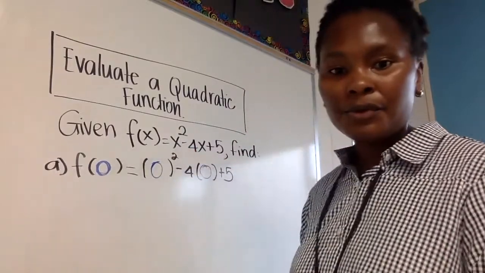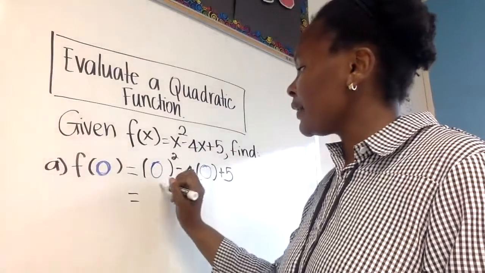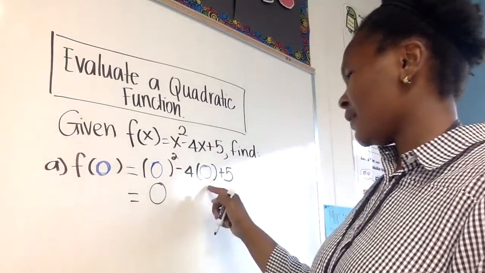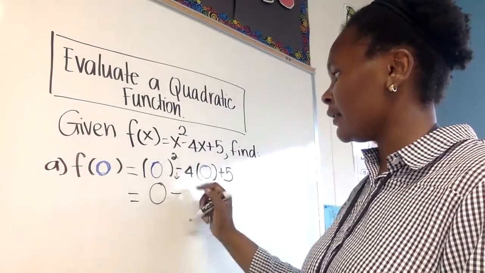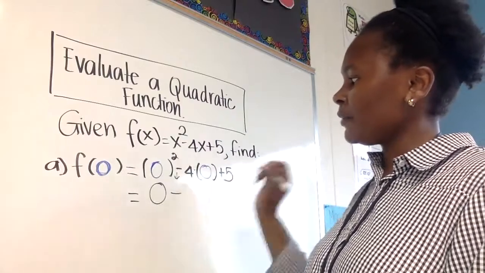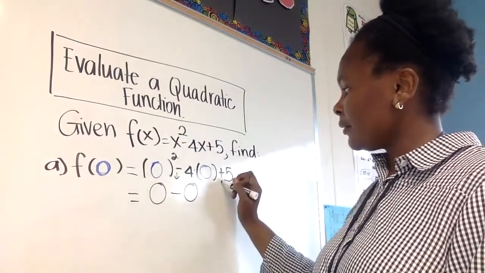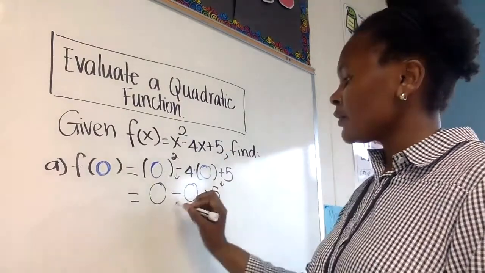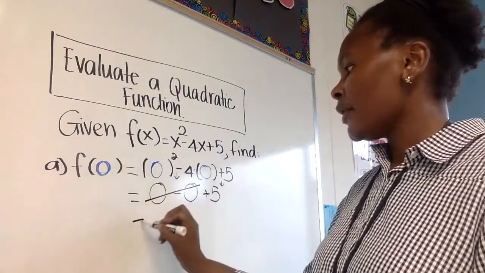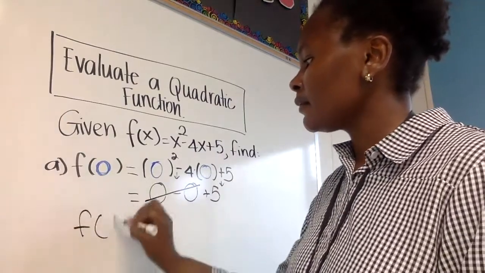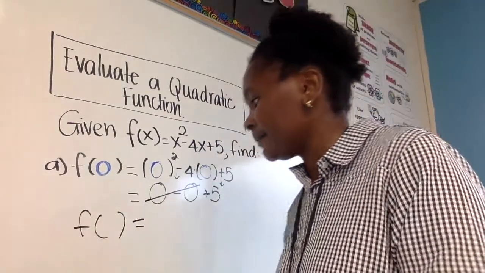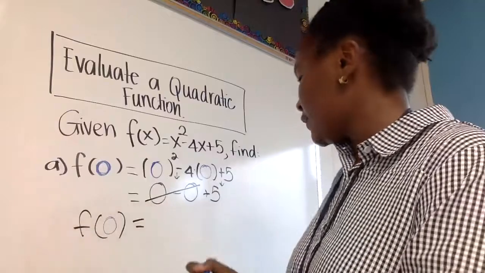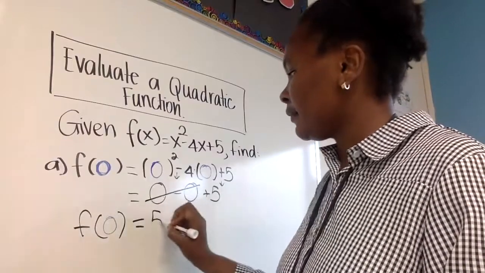So now let's compute. What is 0 squared? It is 0. For this example, I'm just going to bring down the negative, and 4 times 0 is just 0. And then bring down the plus 5. So 0 take away 0 is just 0. So f of 0 is going to be 5.